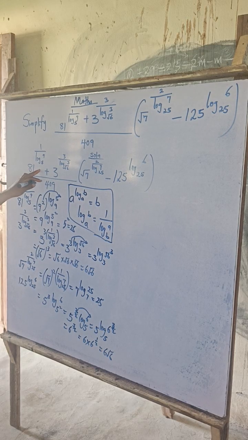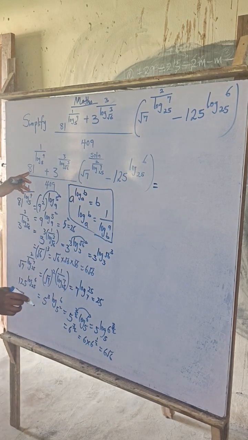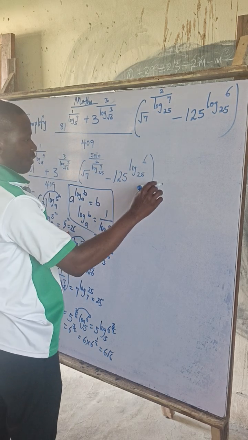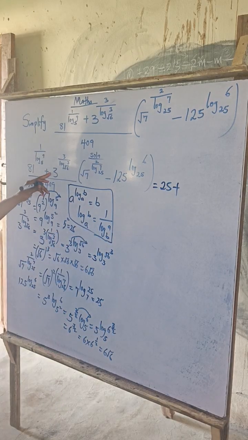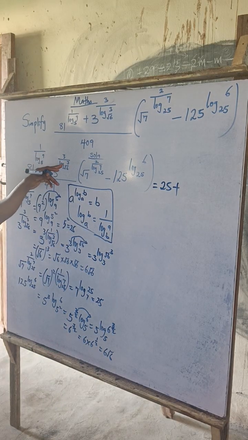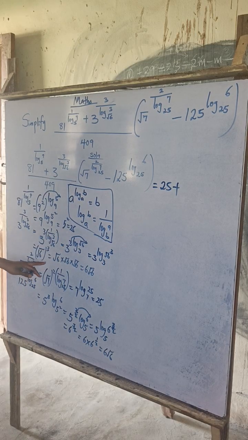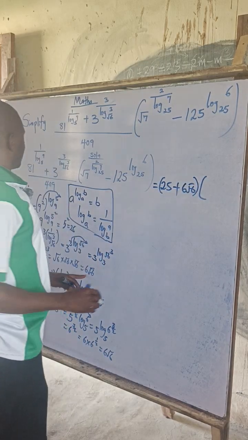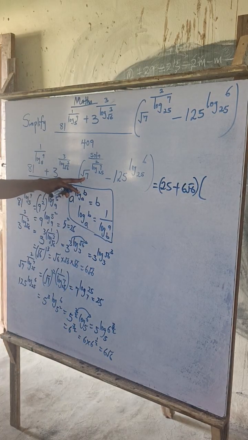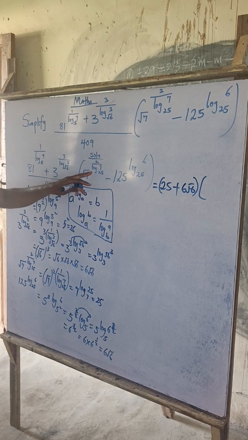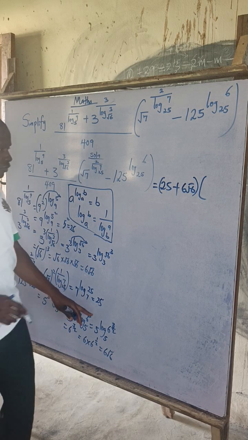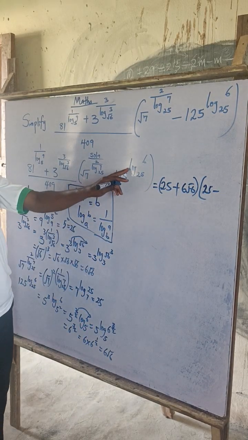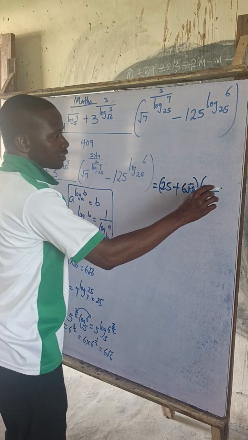Now here we have everything. 81 raised to power 1 over log 9 to base 5 equals 25. When we simplify, we have 25, then plus 3 raised to power 3 over log 3 to base root 6, which we found to be 6 root 6, then divided by root 7 raised to power 2 over log 7 to base 25, where we also got 25, then minus 125 raised to power log of 6 to base 25, where we got 6 root 6.